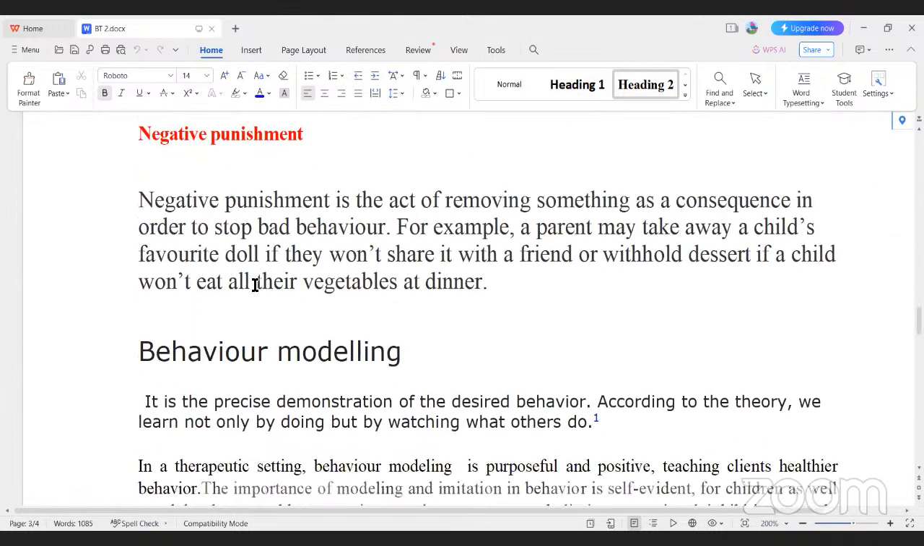And how is the negative punishment? Negative punishment is the act of removing something as a consequence in order to stop bad behavior. For example, a parent may take away a child's favorite doll if they won't share it with a friend, or withhold dessert if a child won't eat all their vegetables at dinner. Here, the reward they are going to remove.